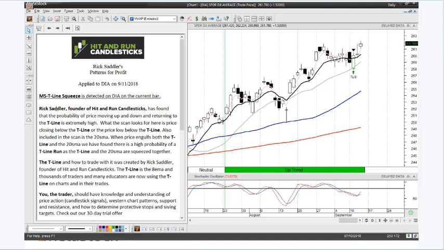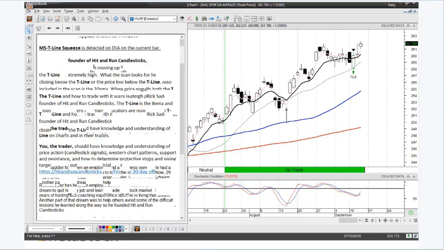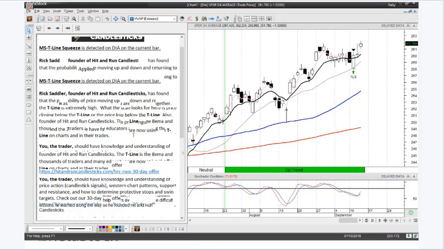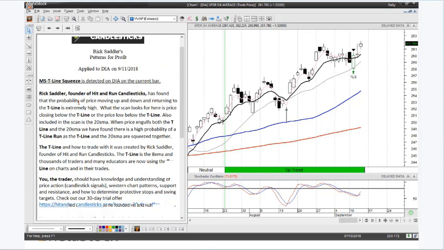Rick Saddler, the founder of Hit and Run Candlesticks, has found that the probability of price moving up and down and returning to the T-line is extremely high. What the scan looks for here is a price closing below the T-line, so it's telling you what you're looking for. The T-line and how to trade it was created by, and then it gives you some advice in terms of how to take it. So it's giving you an idea of exactly what to do with the chart.